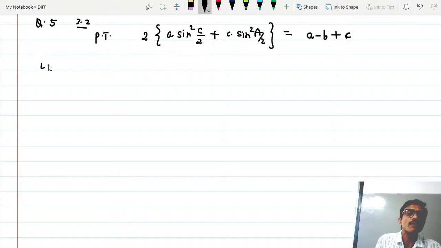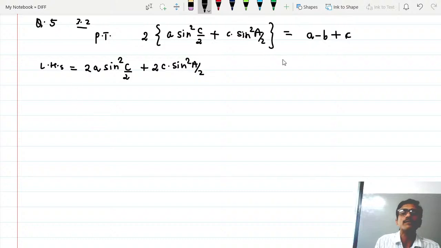LHS we consider. This 2 will take inside, so 2a sine square C by 2 plus 2c sine square A by 2. This is our LHS.